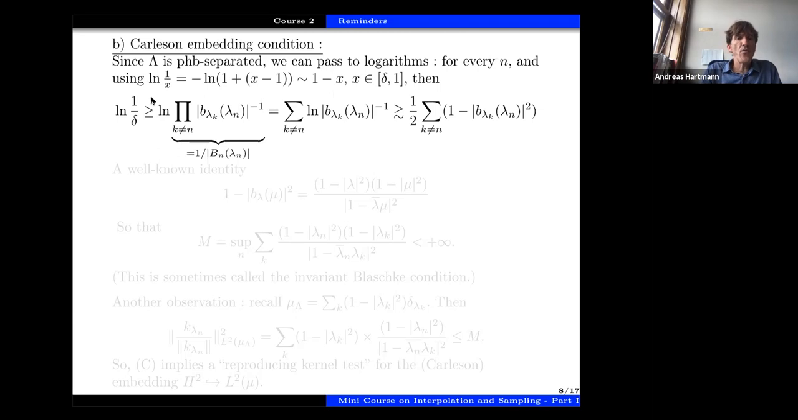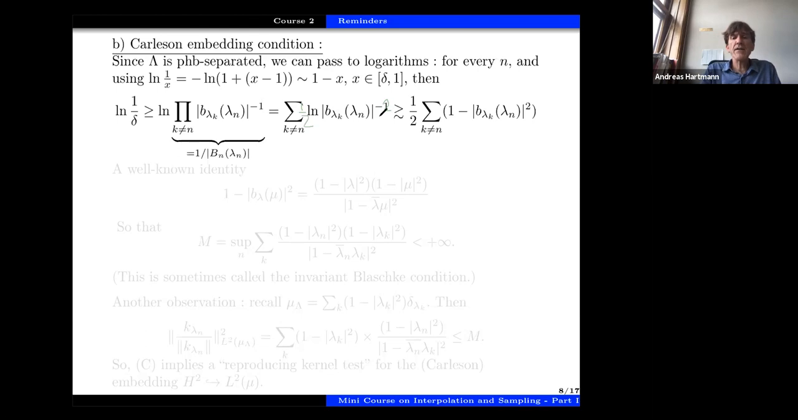Okay, so this is just another way of writing 1 over the Blaschke product. And 1 over the Blaschke product is bounded by 1 over delta. This is the Carlson condition, and now I put ln in front, and I push the ln through the product, which turns it into the sum. And so I have to estimate ln of 1 over b_{lambda_k}(lambda_n), and then maybe I would like to replace the 1 by 2, and I take a 1/2 in front.